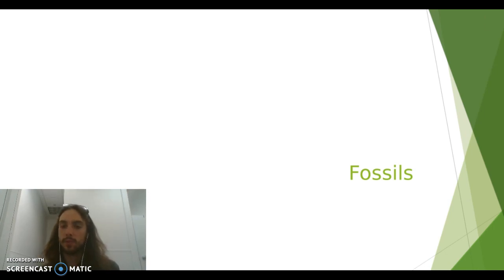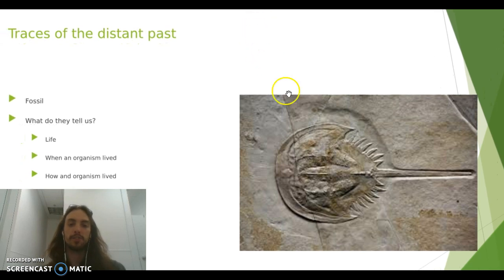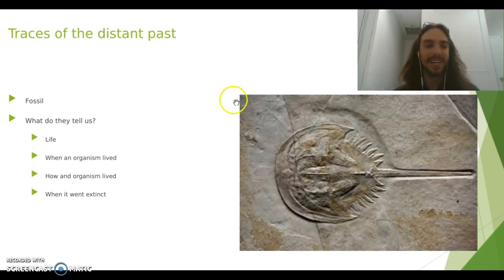So, for this subunit, we are going to talk about fossils. And fossils can tell us many different things. They're traces of the distant past, is what we're going to call them. So, this is an example of a fossil right here. And some things that fossils tell us are how they lived. So, like, we see these spikes here. Maybe this horseshoe crab used these spikes to dig into the sand or something.